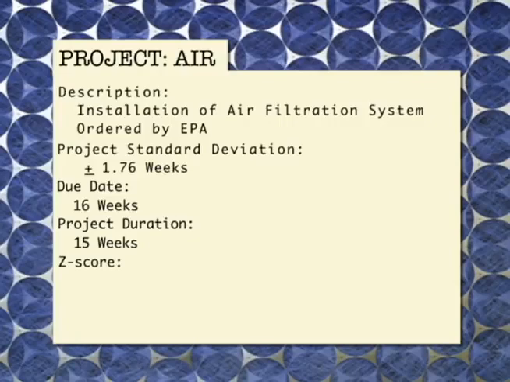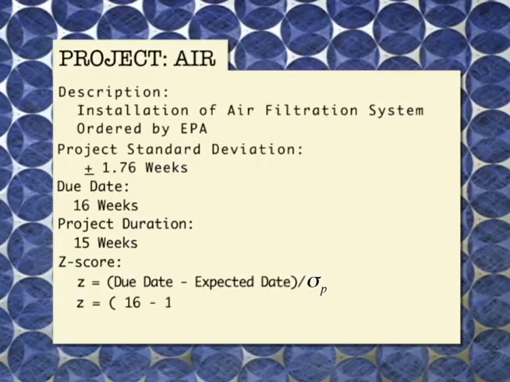Well, it's not as difficult either as it was in statistics. What we're going to do is use a very simple formula. Z is equal to due date minus expected date divided by the project standard deviation. So we said we had a due date of 16 weeks. Our project duration, we expect to have it done in 15 weeks. And we know that our project standard deviation is 1.76 weeks. So when we calculate this, we come up with a z-score of 0.57.